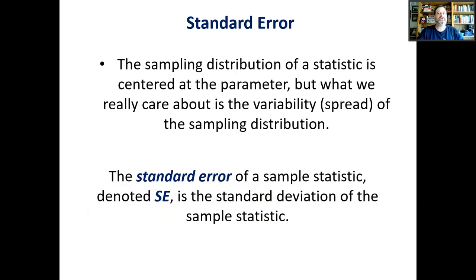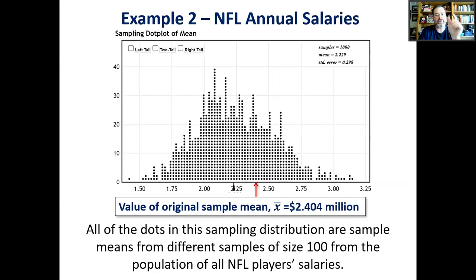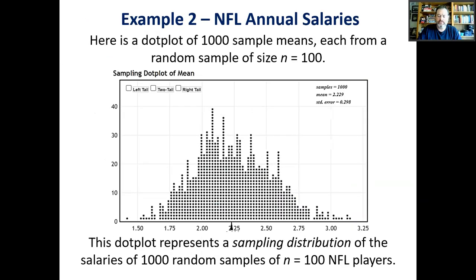So the sampling distribution of a statistic is centered at the parameter, but what we really care about is the variability, the spread of the sampling distribution. So the standard error of a sample statistic, and we use the letters SE, is the standard deviation of the sample statistic. So go ahead, if you need to think about this, pause it, but I'm going to move around and show you some stuff. So we have a new name for a standard deviation if we're talking about, let's use this graph. So the standard error appears up here in the corner.